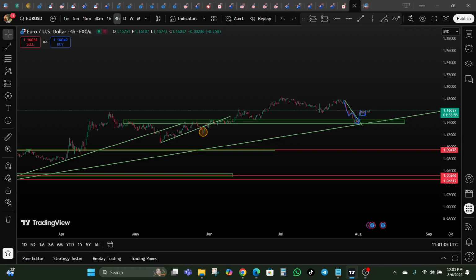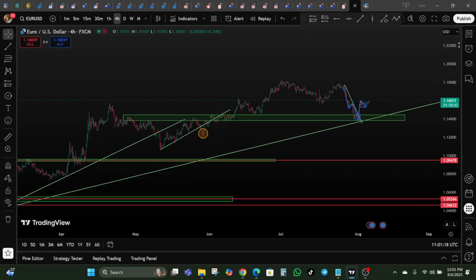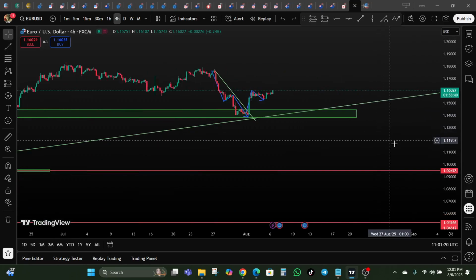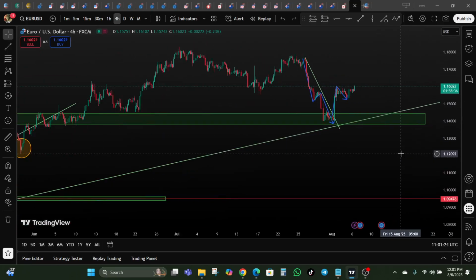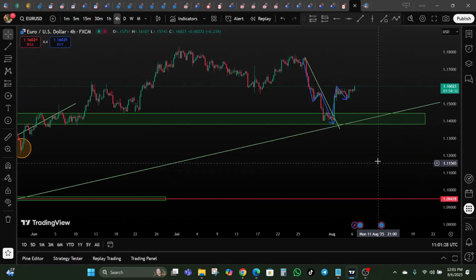So liquidity trading simplifies everything because it teaches you to trade intentions, not illusions, right? Price doesn't move randomly. Every wick, every sweep, every rejection, it's all engineered to collect orders. Okay, so start viewing the chart as a map of liquidity. Where would you place your stop loss? That is where smart money is aiming.